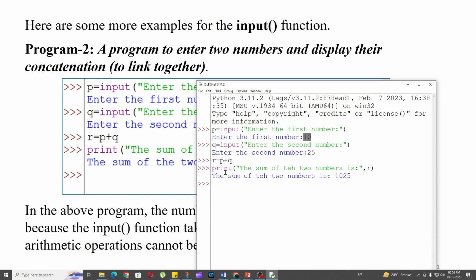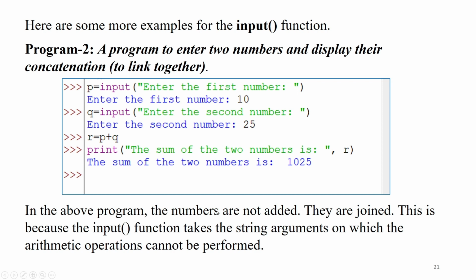That is why, even after writing the sum of two numbers, the answer was 1025 concatenated. The two numbers were joined together and they were not added. In the above program, the numbers are not added, they are joined. This is because the input function takes string arguments on which arithmetic operations cannot be performed. Arithmetic operations are performed only on numbers.